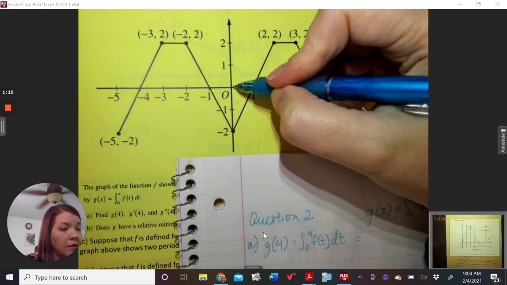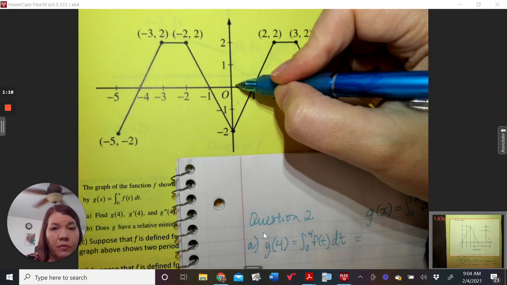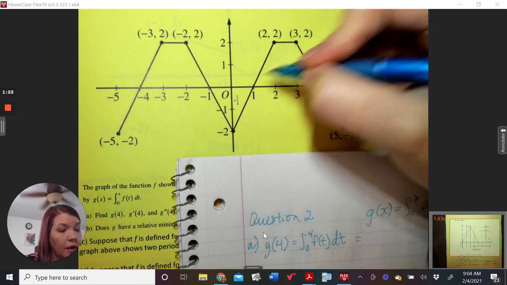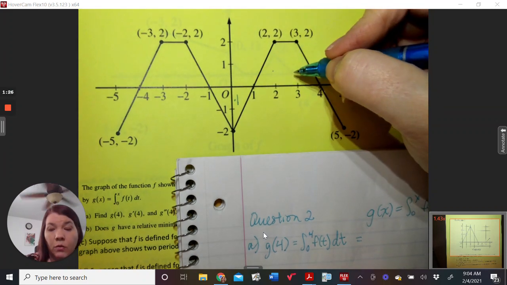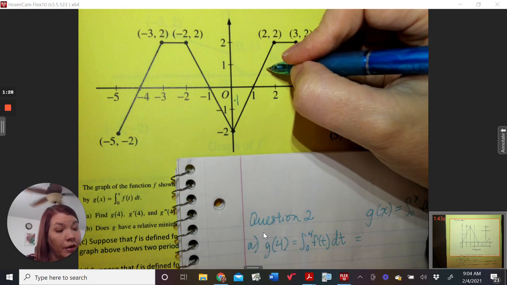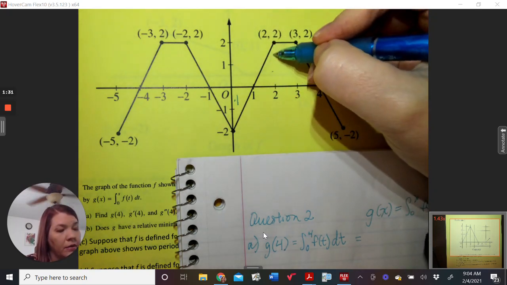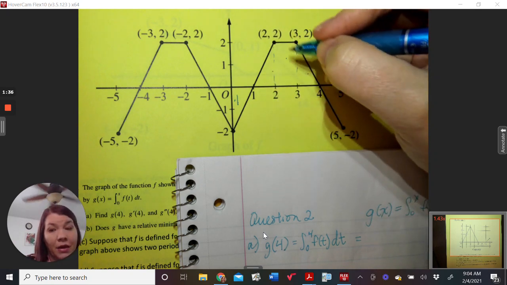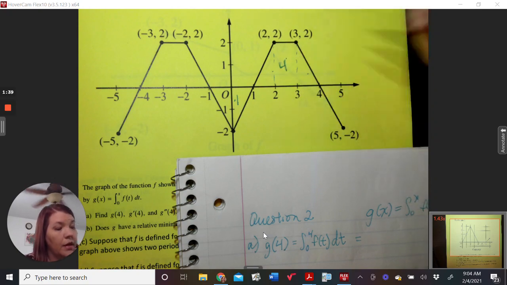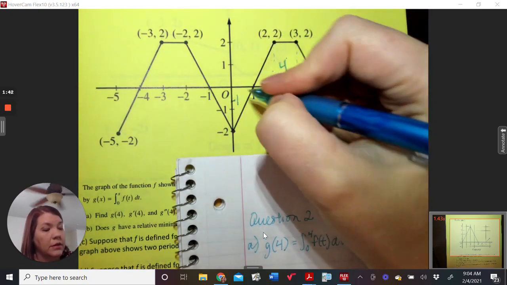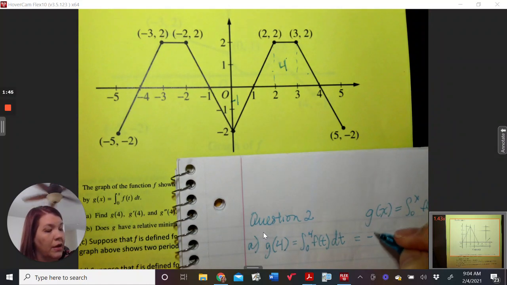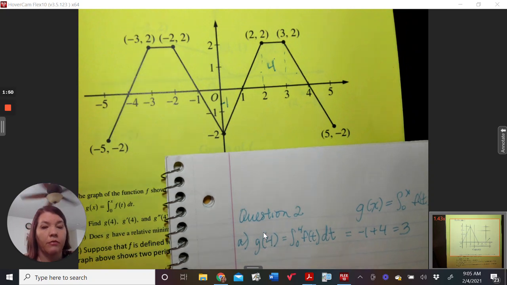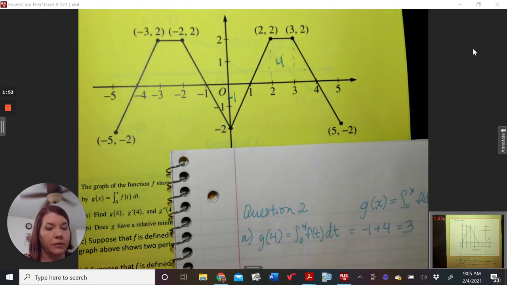So this area is a triangle with a base of 1 and a height of 2, which means it has an area of 1. This we can think of as 2 triangles and 1 rectangle, or you can do a trapezoid. I'm going to do 2 triangles and 1 rectangle. This area here is 1, this area here is also 1, and this area inside is 2, making the area of this 4. And so my integral from 0 to 4 is equal to -1 plus 4, which is 3. Okay, so that's g of 4. No big deal.